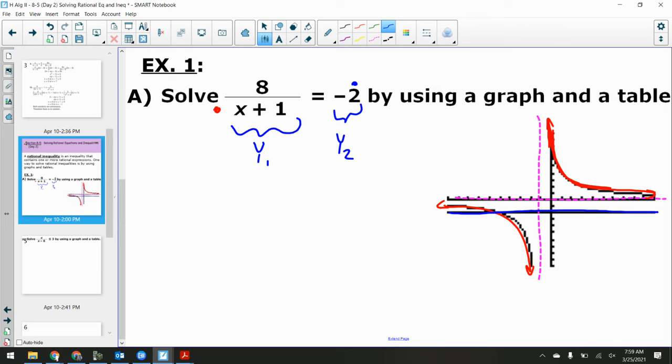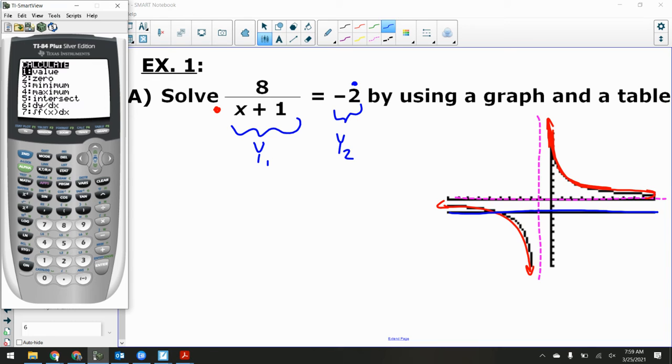Now, if I just want to know when these are equal, what am I really looking for? The intersection point. So let's find that real quick. Second, calculate intersection point is choice 5. Now, it's going to ask me first curve, second curve, yes. Now, normally we would just keep hitting enter, boop, boop, boop, right away. But if I do that in this case, enter, enter, enter, it's never going to find it.